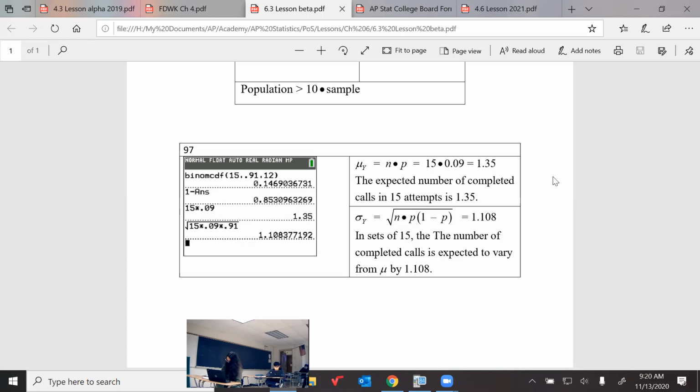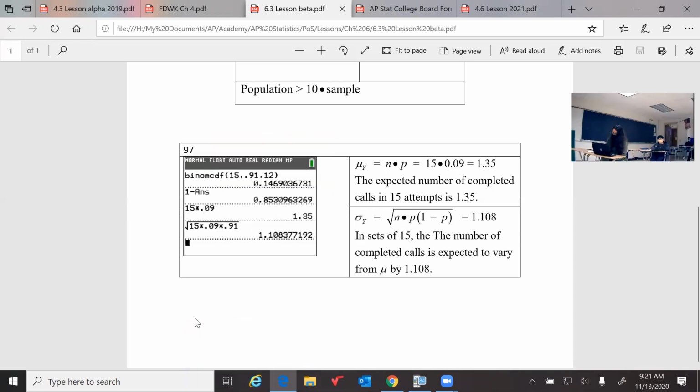So in this distribution, the probability of success is only 9%, so the distribution is going to be skewed right. Makes sense? You can imagine the tail going to the right. So that's that for the lesson. 2 more parts to go in 6.3.